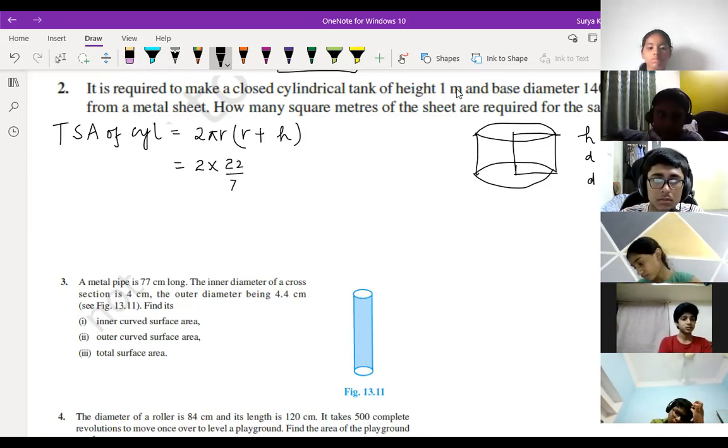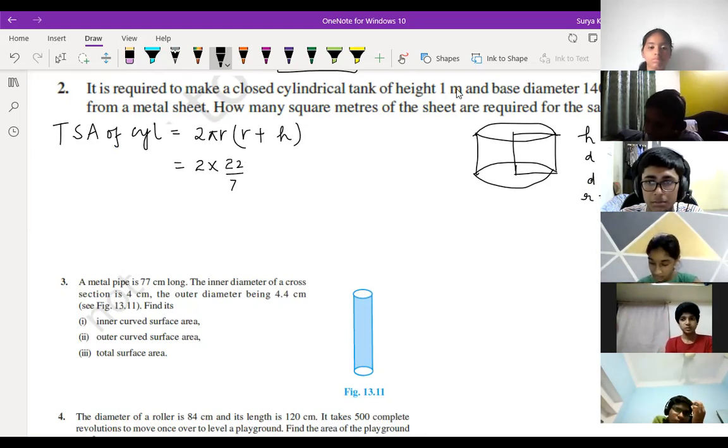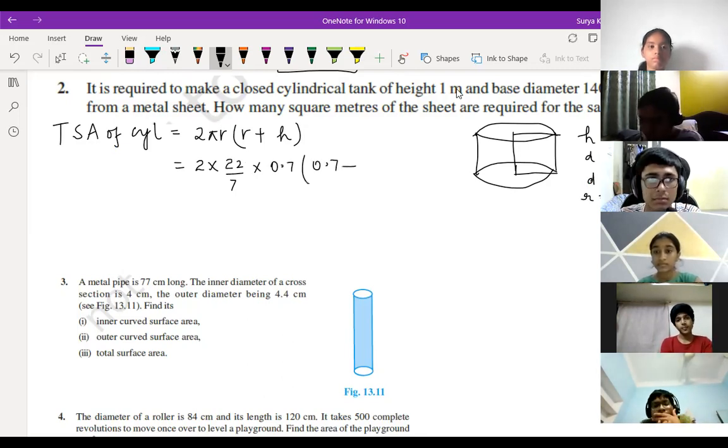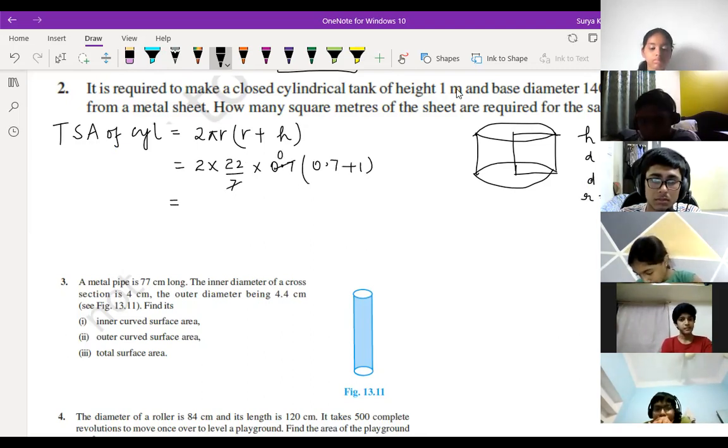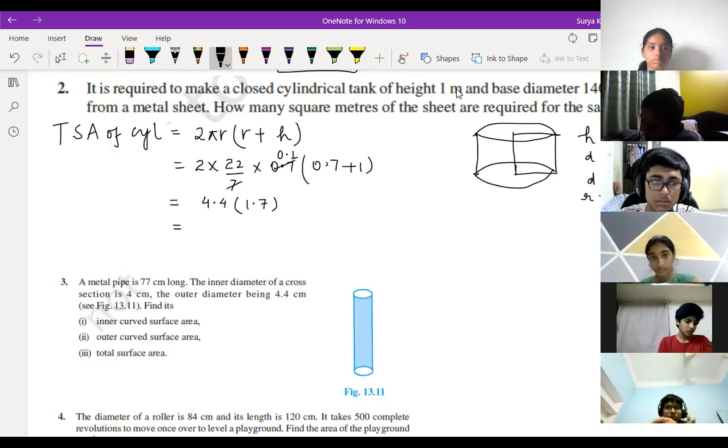So 2 into 22 by 7. Radius you can write here: radius is equal to 0.7 meters. So radius is 0.7, and you can write 0.7 plus 1. The 7 and 7 will get cancelled. So 22 into 2 is nothing but 44. You can write 4.4 into 1.7. Can we write like this, children? Anyone having doubt till here? No, sir. So 44 into 17.